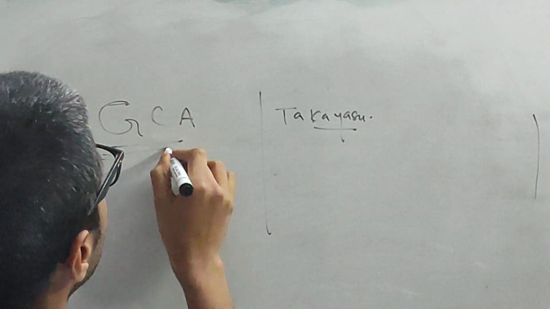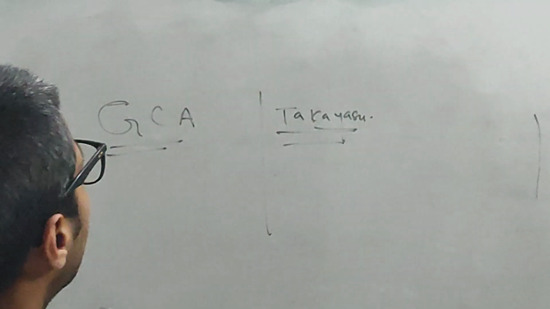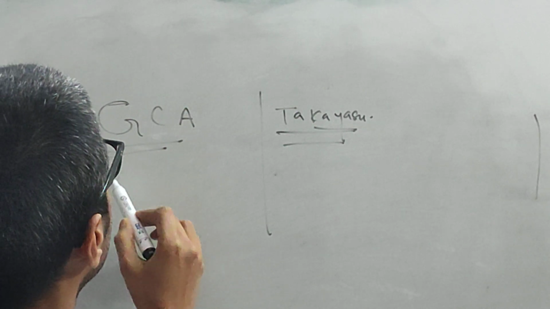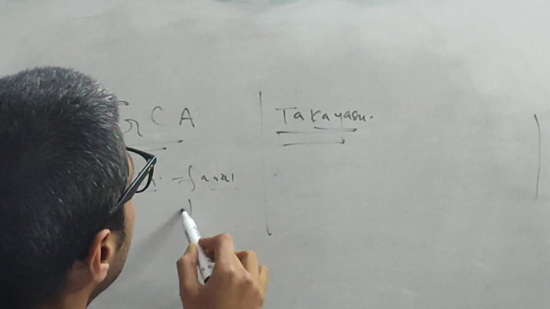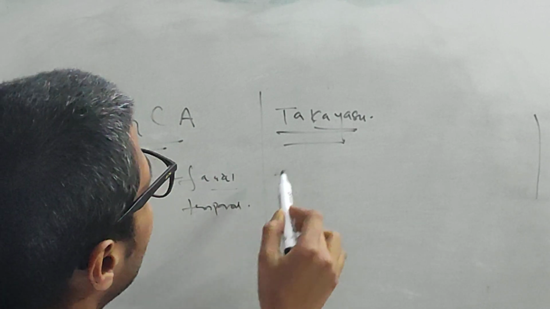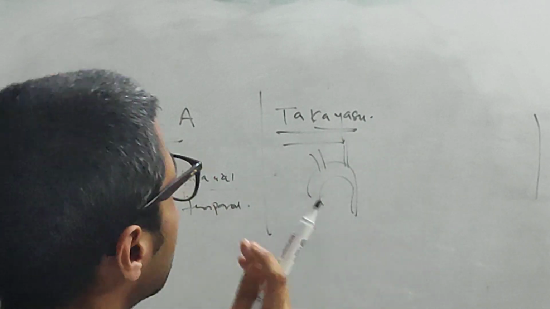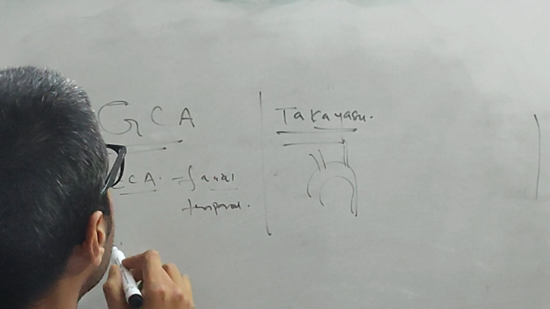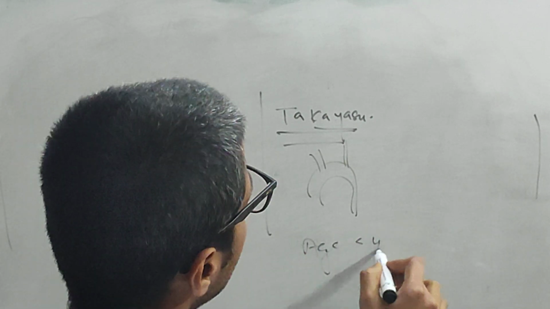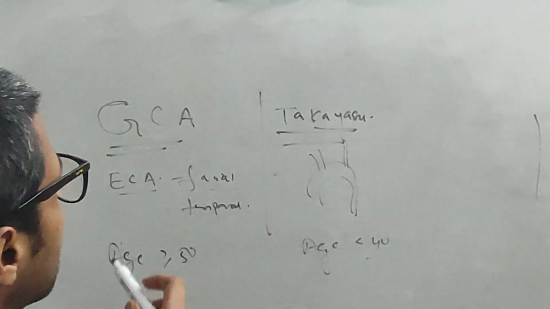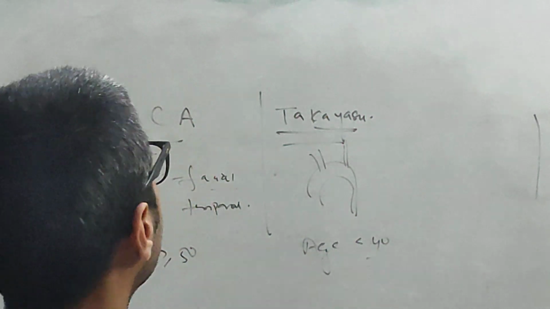Giant cell arteritis both involves the aortic arch and its branches, but the predilection for giant cell arteritis is the external carotid artery and its branches like facial artery, temporal artery, and Takayasu generally involves the aortic root and its branches like vertebral artery, carotid artery. Giant cell arteritis is generally seen in age greater than 50 years. Takayasu is a disease of the young, seen in females less than 40 years old, but the distribution of the vasculitis is almost similar.